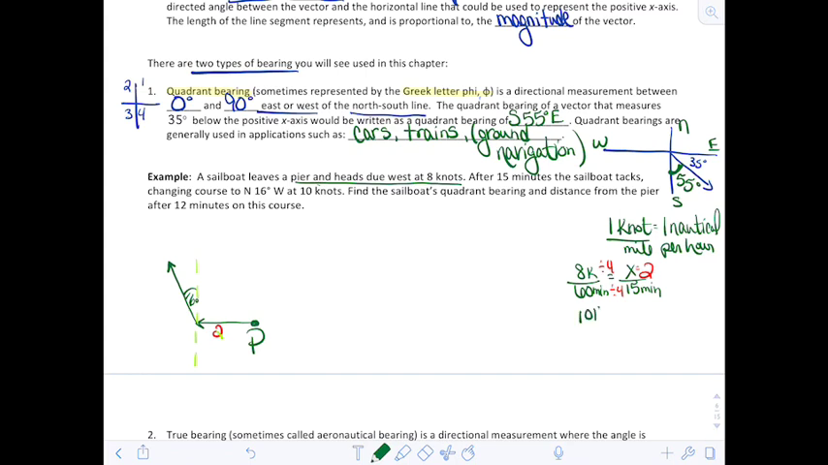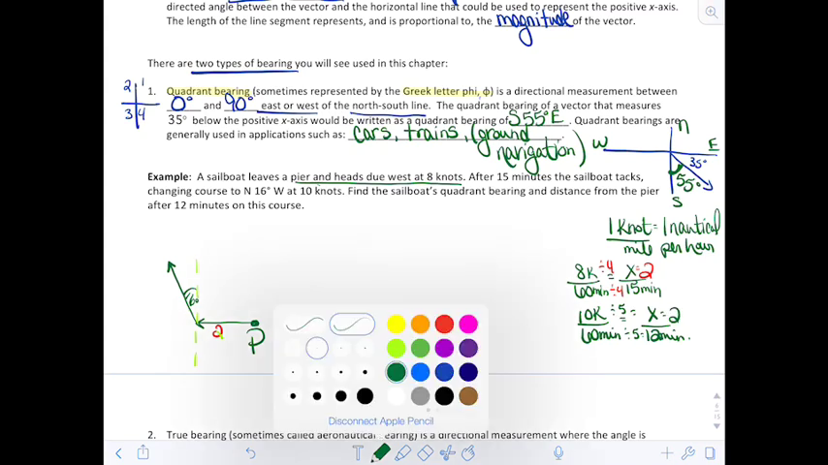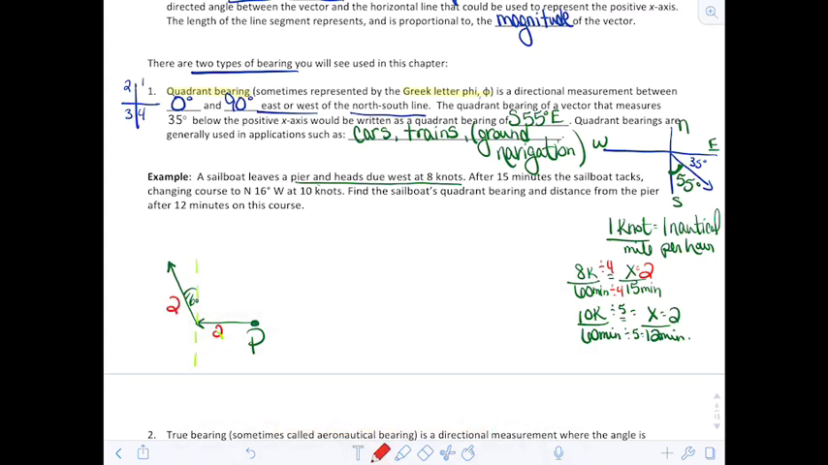Well, if it's now sped up to 10 knots in 60 minutes, then how many knots in 12 minutes? So again, if I divide 60 by 5, I get 12. So I would divide 10 by 5, and that's also 2. So I have lengths of 2. Okay, so now that we have it drawn, find the sailboat's quadrant bearing and distance from the pier.